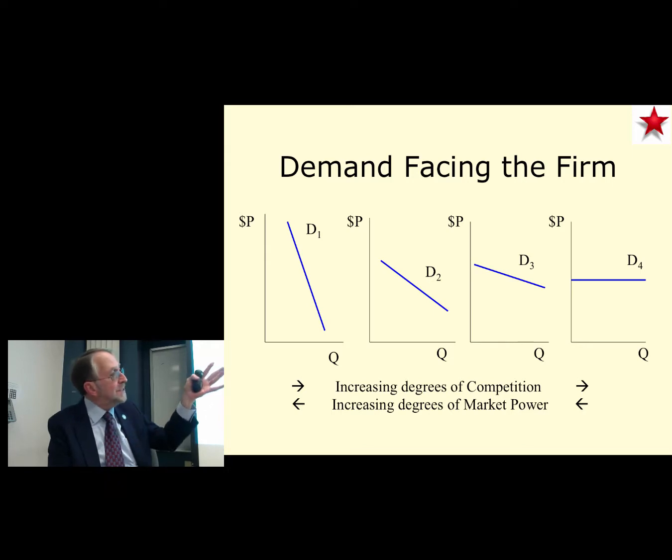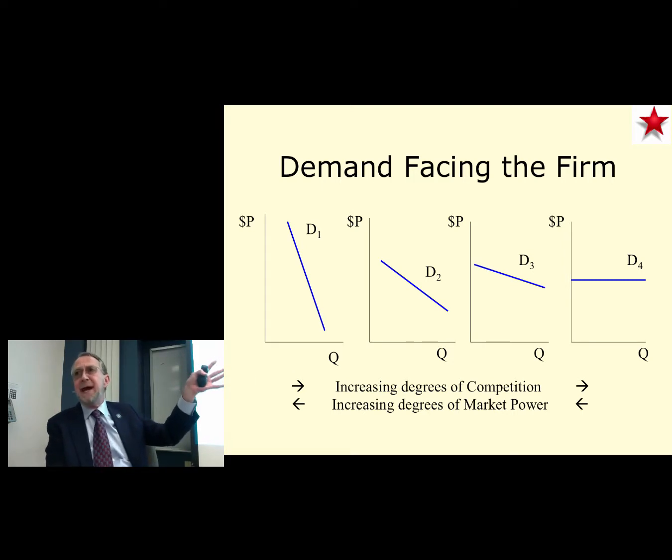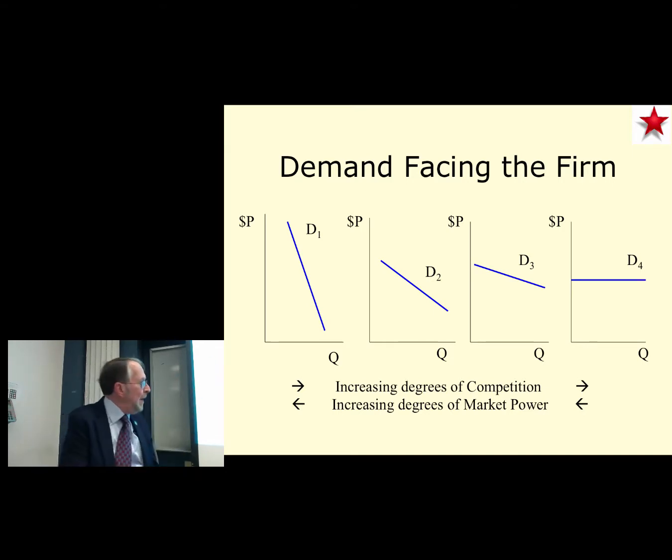And then you have some cases called monopolistic competition where there are a lot of differentiated products. I'll talk about paper towels as an example of that. And finally, you have the very most competitive case, which you all recall is called perfect competition, and that firm has no market power. So as we move in this direction, we're looking at the firm facing increasing degrees of competition. And as we move in this direction, we're talking about increasing degrees of what's called market power.